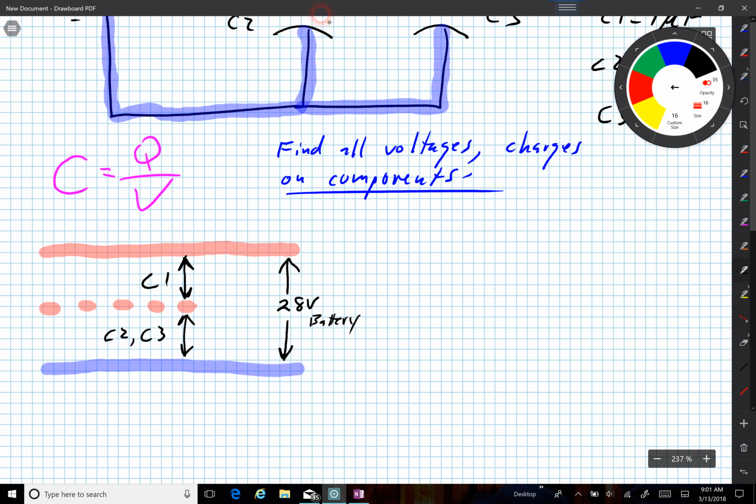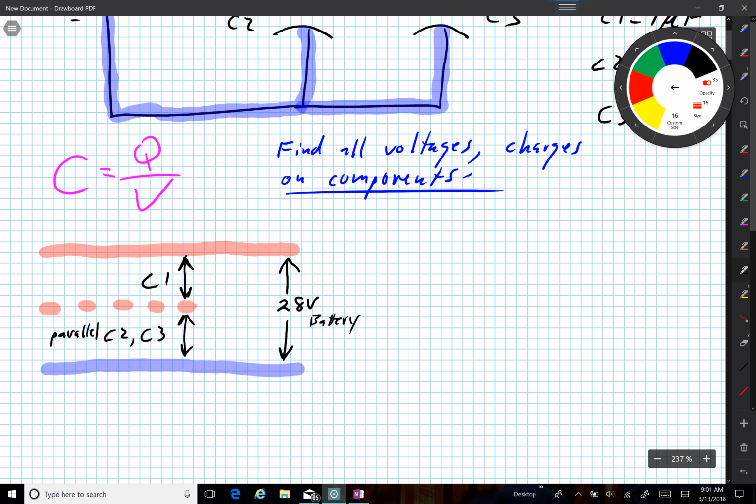So immediately, because I have two components that have the same color combination, I know that those are in parallel. That was the definition of parallel. So these are in parallel.